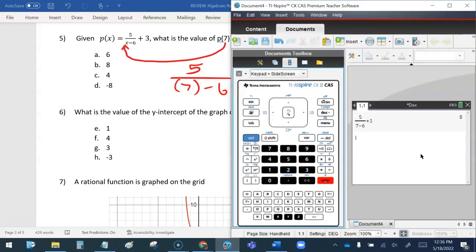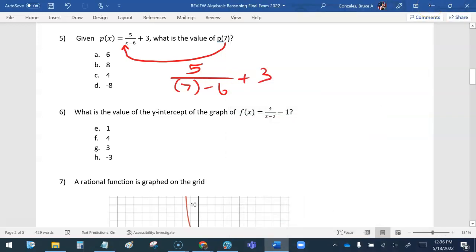Okay, so on here, the answer should be 8. None of these. Okay. Oh, whoops. I'm on the wrong one. 8, which is B. Okay.